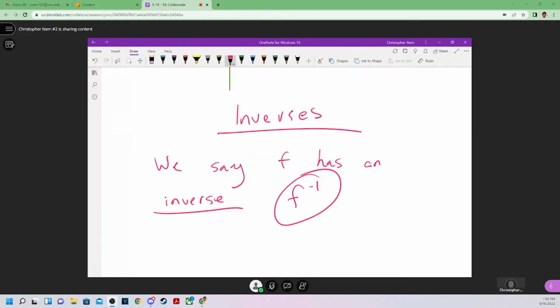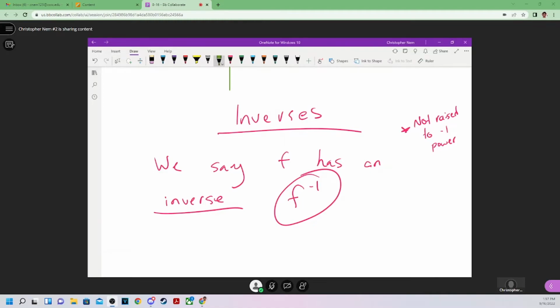Now be careful, that is not raised to the negative first power. That's why it's very confusing. This is a symbol. It's a symbol. I think it's an outdated symbol, but you know, at the end of the day, it's what we've been using for so long that we haven't changed it yet. But this symbol represents inverses. You are not raising your function to the negative first power, so do not make that mistake.